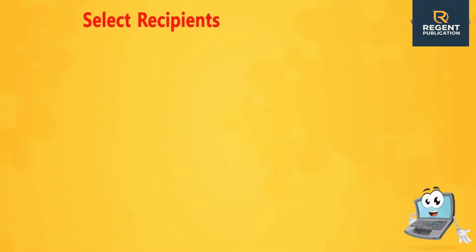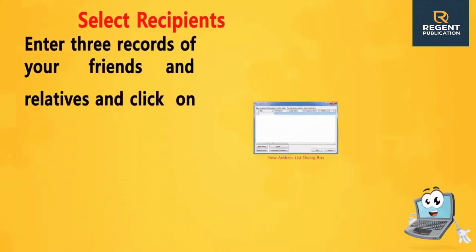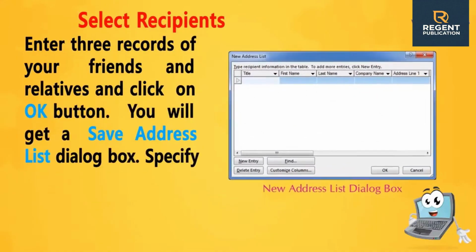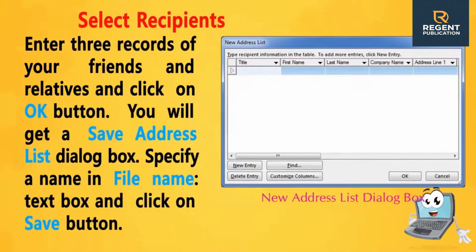Select recipients. Enter 3 records of your friends and relatives and click on the OK button. You will get a Save Address List dialog box. Specify a name in the File name text box and click on the Save button.